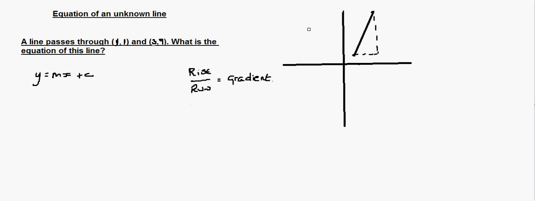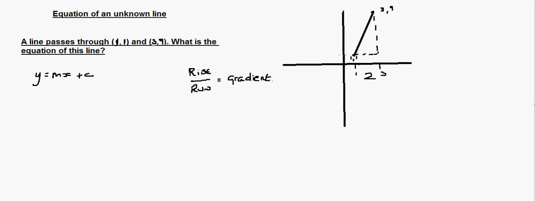So we now have 1, 1, so this is 1, 1, okay, and this is 3, 9, okay. So I can't find out my C value, but I can find the gradient. So on the x-axis it's at 1, and on the x-axis the top line is at 3. So from 1 to 3, this gives me a run of 2.